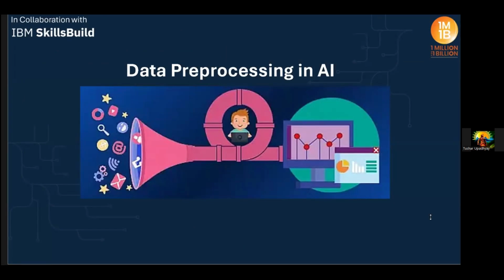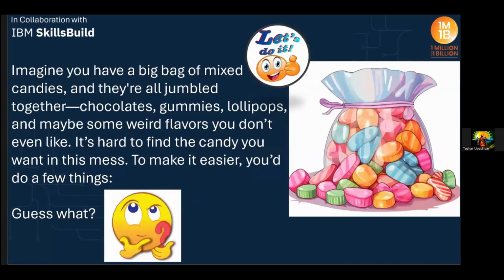Okay, so let's have a very simple example. Imagine you have a big bag of mixed candies and they are all jumbled together. You have chocolates, gummies, lollipops, and maybe some weird flavors you don't even like. So it's hard to find the candy that you want in this mess. To make it easier, you would do a few things.